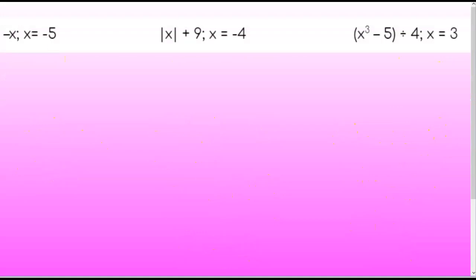Right? I've got a negative 5. This one's a little tricky because you have the opposite of negative 5, which we've talked about before, and that's just a positive 5. This is all coming back. Now we're doing some absolute value. And so I've got the absolute value of negative 4 plus 9. Well, the absolute value of negative 4 is, you're right, positive 4. Plus 9 is 13.